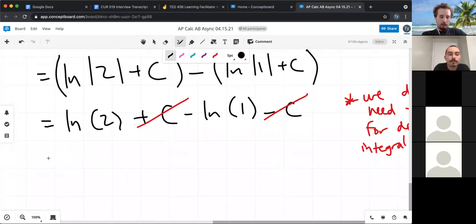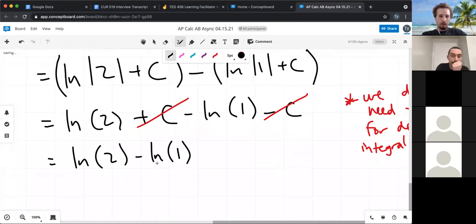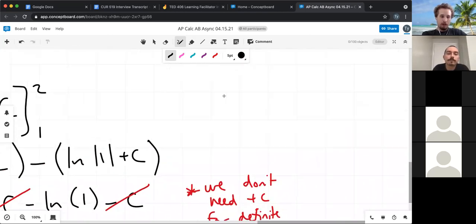Also, ln is only valid for positive x's. ln of x is only valid for positive x's. That's why we need an absolute value of x. If you try and put in a negative x, it's going to be undefined.